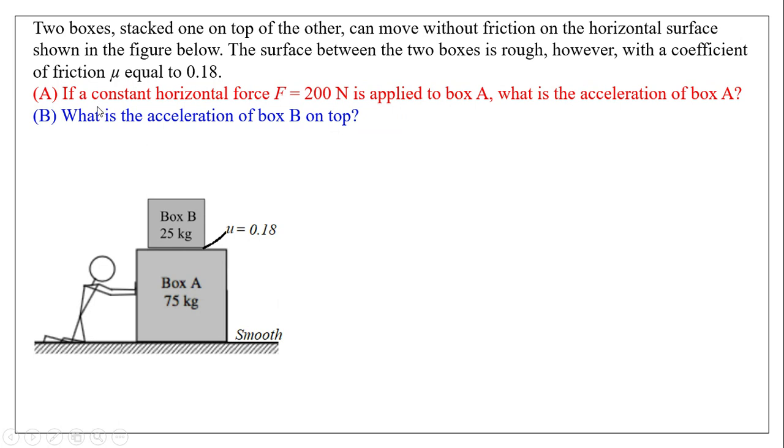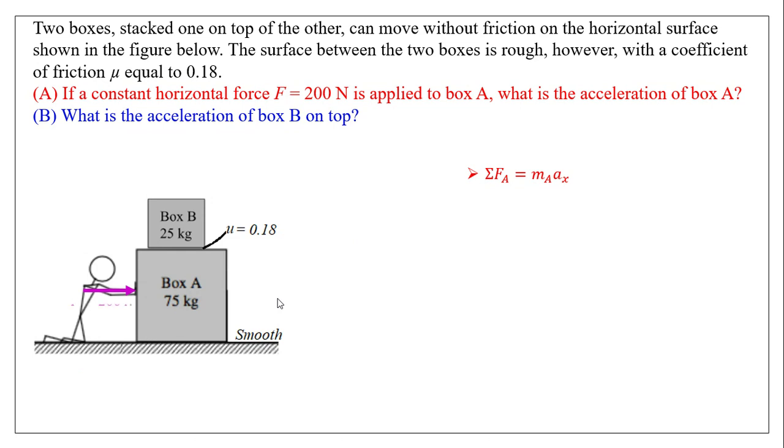It says A here, if a constant force of 200 newtons is applied to box A, so here's a person, this person is going to push with a force of 200 newtons, and it says what is the acceleration of box A. Okay, so let's go ahead and do this. In order to do the acceleration of box A, let's set up Newton's second law for box A. So here I have net force of F on box A, which is equal to mass A times its horizontal acceleration. But before you do this, you should definitely draw out your forces.